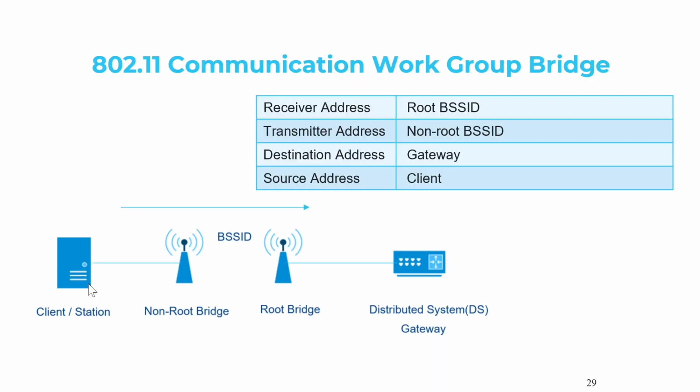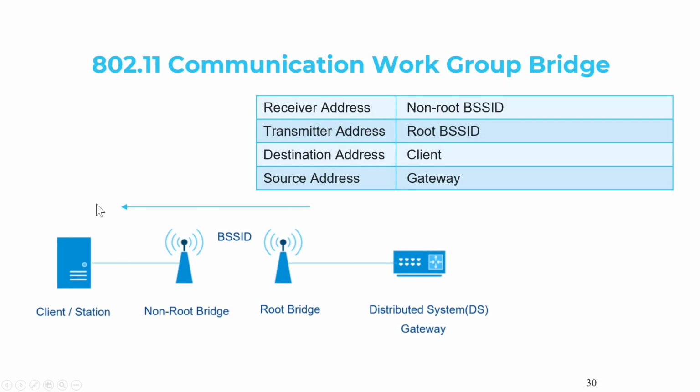Now the first we'll look at is if the client is trying to send to the distribution system. So the receiver address will be the root bridge BSSID. Transmitter would be the non-root. So these are the 2 transmitting. Destination is obviously the gateway, which is the distribution system, and the source is the client. So again, you saw none of them got repeated. Everybody has been used in each field. So all 4 addresses at this point got used.